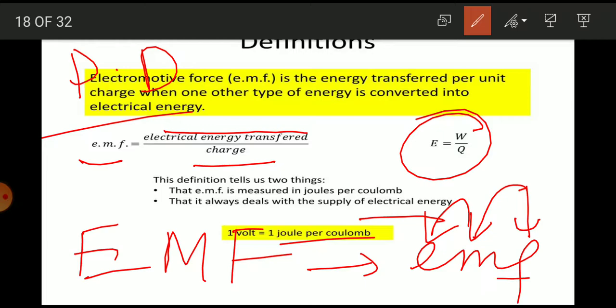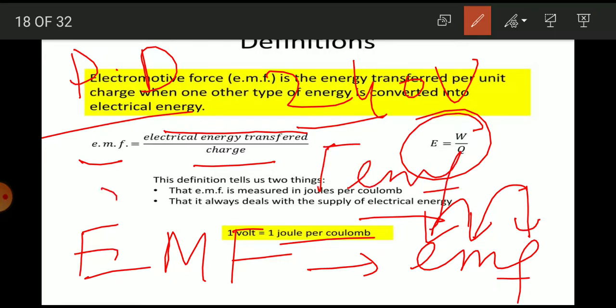For example, if 240 volts is given to the tube light, this is the EMF. If the tube light uses 2 volts, this 2 volts is the potential difference.